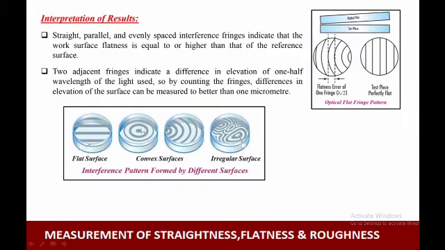Now we'll see how the results of this optical flat are being interpreted. Straight, parallel and evenly spaced interference fringes indicate that the work surface flatness is equal to or higher than that of the reference surface. Two adjacent fringes indicate a difference in elevation of 1/2 wavelength of the light used. So, by counting the fringes, differences in elevation of the surface can be measured to better than 1 micrometer.